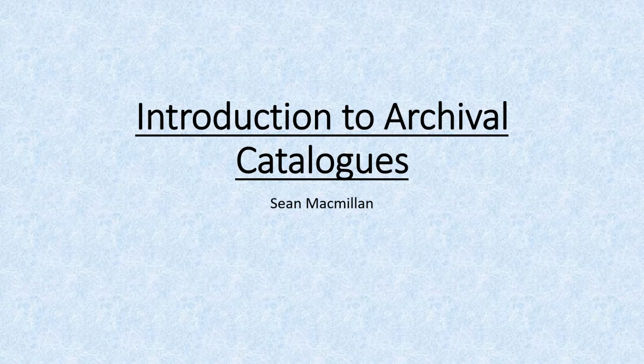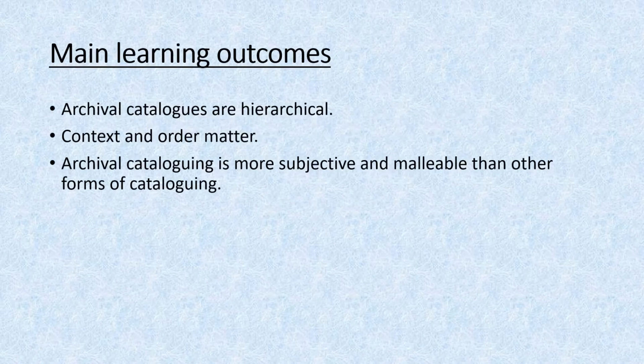Alright, so this one is an introduction to archival catalogues. The main learning outcomes are that archival catalogues are hierarchical. That is to say, archival catalogues tend to have a tree-like structure compared to other forms of catalogue, which can often be a bit more flat. Context and order matter in archival catalogues, perhaps more than in other ones. And also, archival cataloguing is possibly a bit more subjective and malleable than other forms of cataloguing.